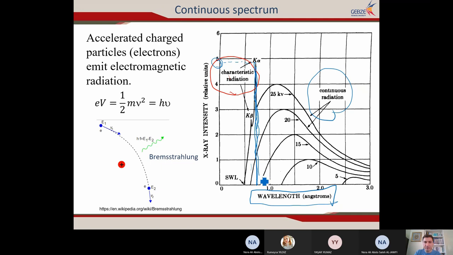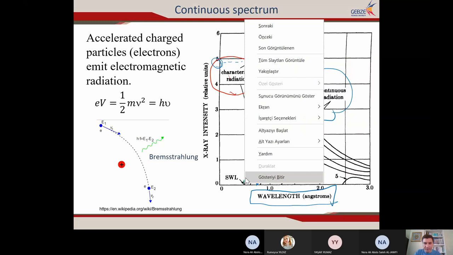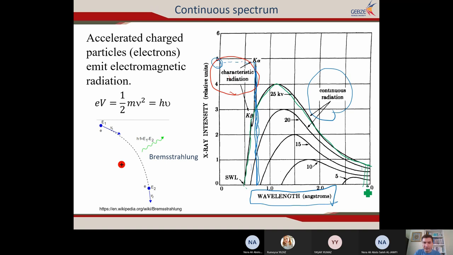But in the case of continuous radiation, what do we have here? We have an X-ray here with that wavelength, we have here an X-ray with that wavelength. You see, we have many X-rays with different wavelengths within the continuous spectrum, or within the continuous radiation. So all these areas are also filled with many X-rays with different wavelengths. I hope it is clear. So this is the continuous spectrum.